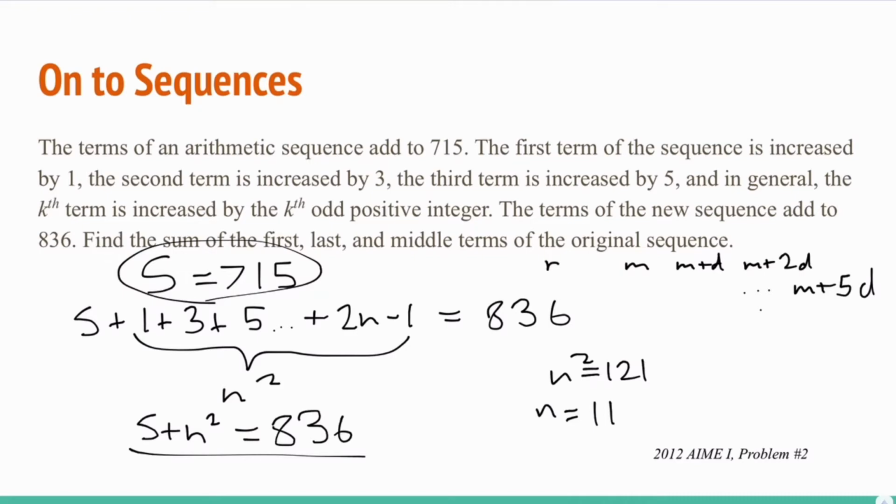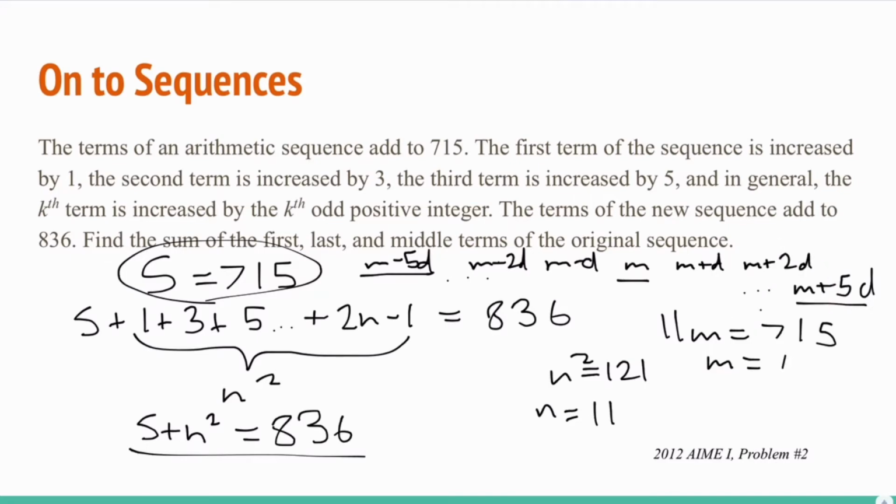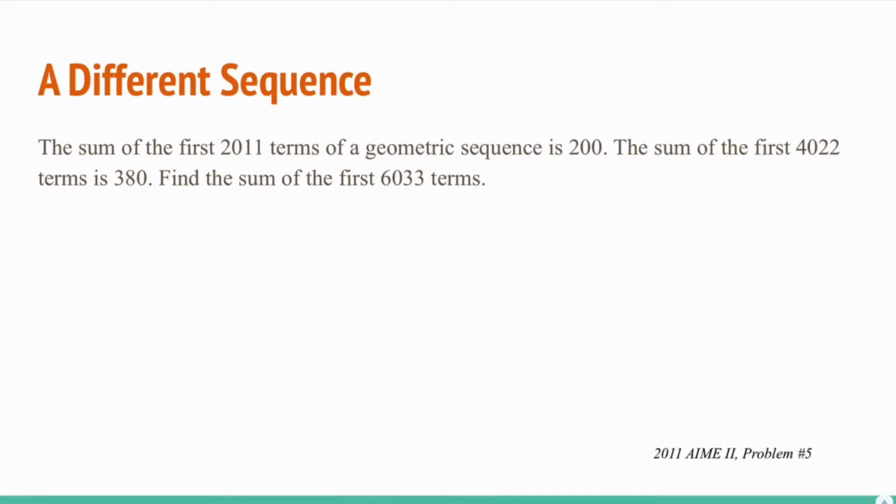And in the other way, it's m minus d, m minus 2d, continued to m minus 5d. And we need to find the sum of m minus 5d, m, and m plus 5d. Then we get that the sum of all of these terms is just equal to 11m, which equals 715, or m equals 65. So m minus 5d plus m plus 5d is equal to 3m, which in turn equals 195, which is our answer.